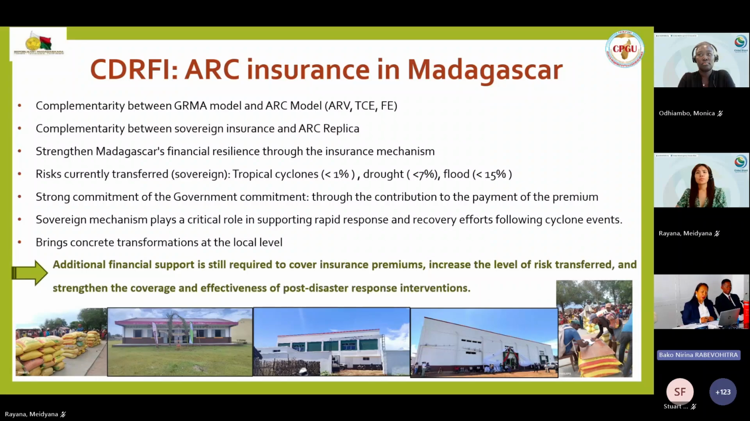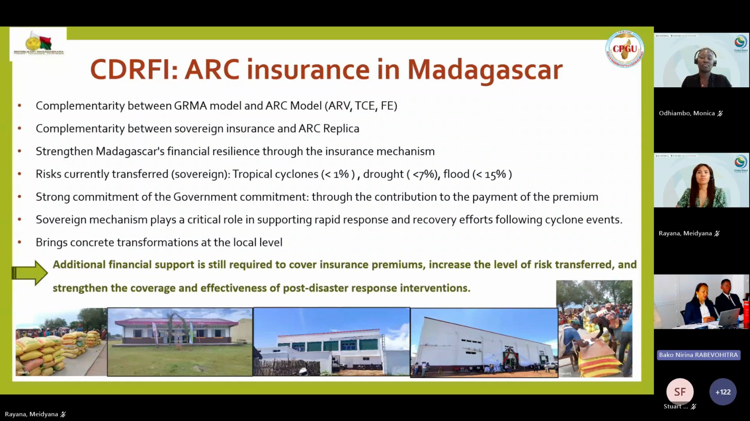Support from partners is really essential to ensure the long-term viability of the ARC insurance mechanism and also to expand the insurance coverage in order to reach as many beneficiaries as possible, given the scale of needs in the event of a major hazard. Madagascar is among the most vulnerable countries to climate change in the world, so it really needs to build its resilience. ARC insurance is a vital humanitarian instrument that helps to save lives, to reduce vulnerability, and to promote recovery. So Madagascar is extremely grateful for any support regarding CDRFI and particularly ARC insurance from partners and donors.